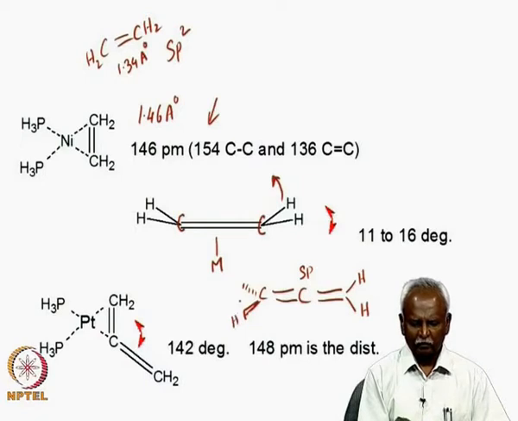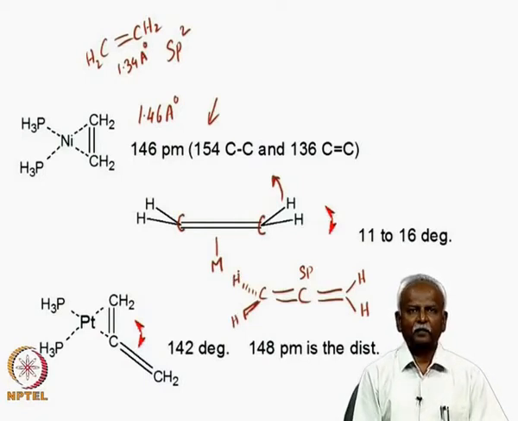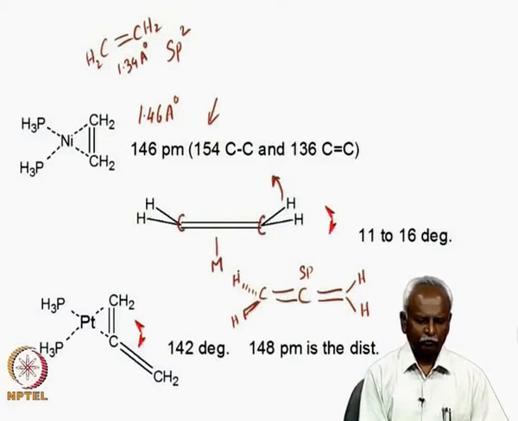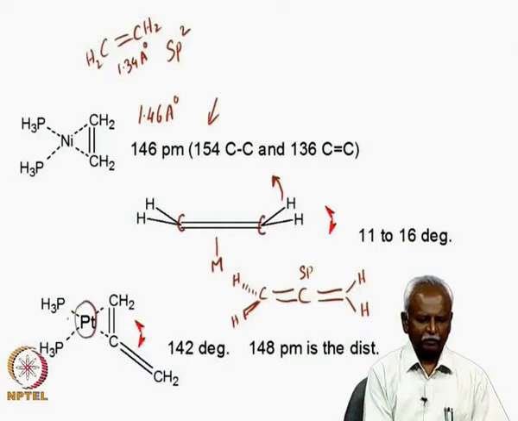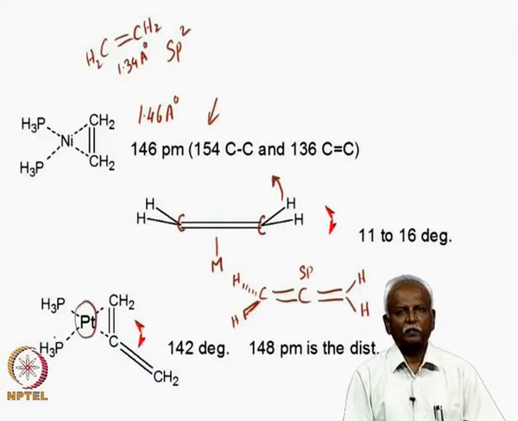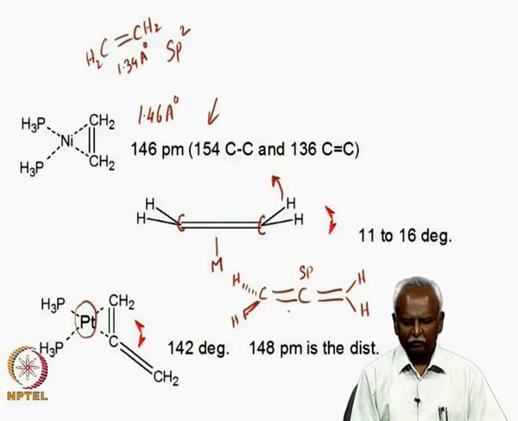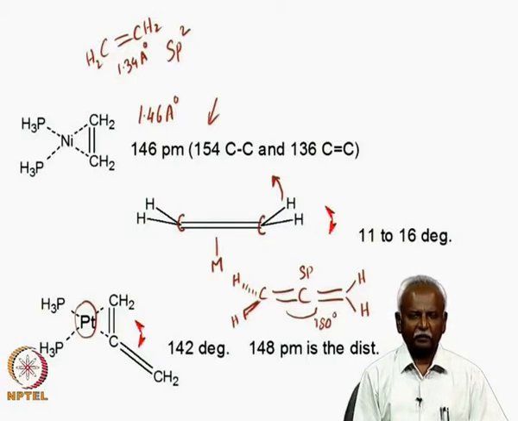So, these are allenes, and these allenes get significantly bent when you are binding them or interacting them with a metal atom. Here I have pictured a platinum atom which is interacting with an allene moiety, and the angle in the free allene is 180 degrees, and there is no difficulty in understanding that, because the central carbon is hybridized with an sp hybridization.